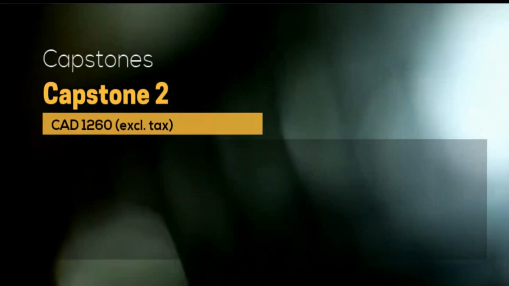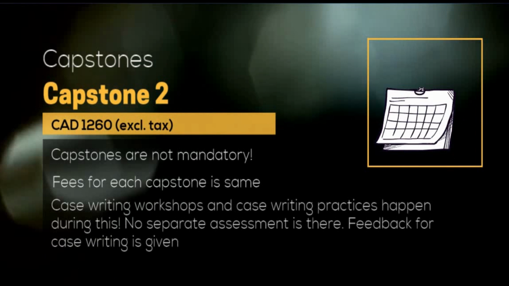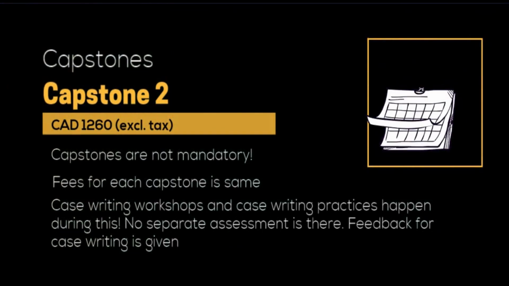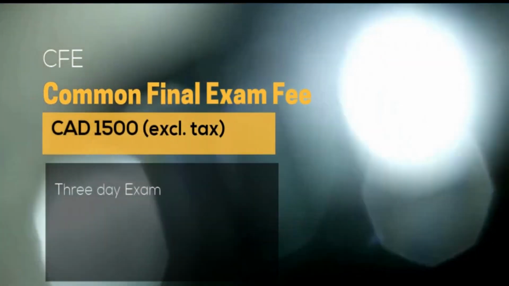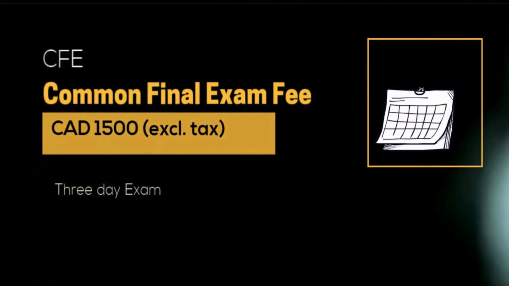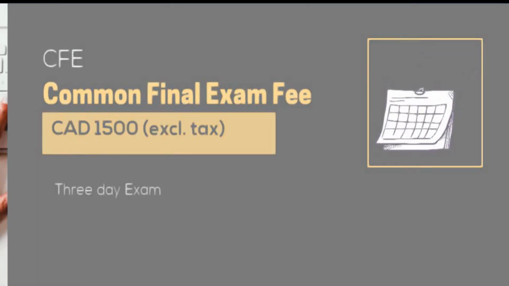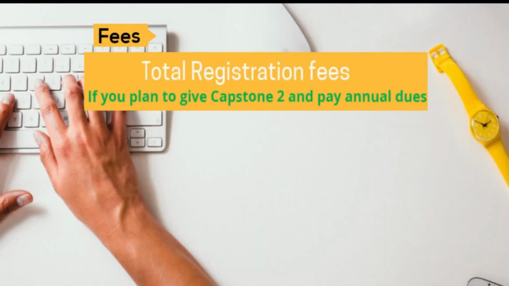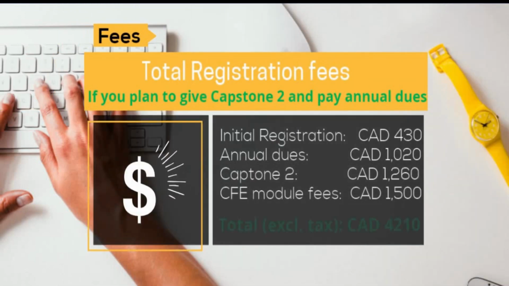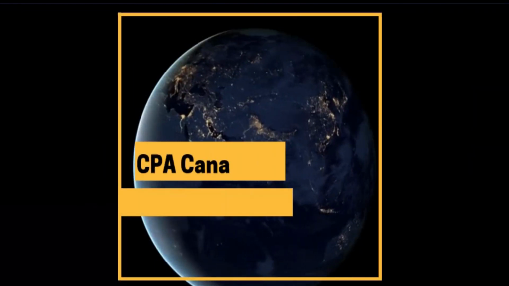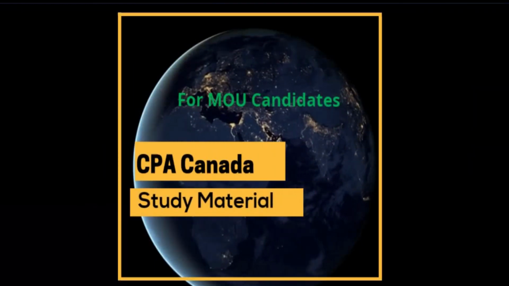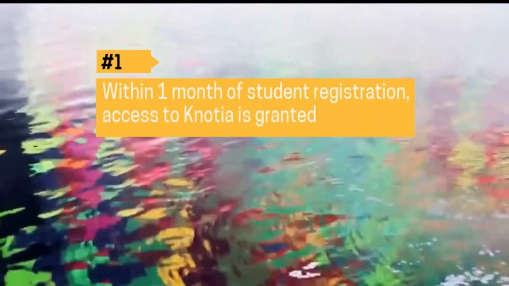As explained in my previous video, capstones are not mandatory. Each capstone costs around $1260 Canadian excluding tax. Capstone 2 is all about workshop and practicing cases. In regards to the registration dates, you now need to pay for the form and final exam fees, which is around $1,500 Canadian. This is how the fee structure of a candidate who decides to go for Capstone 2 looks like, including the CFE costs. So it's around $4,210 without taxes.